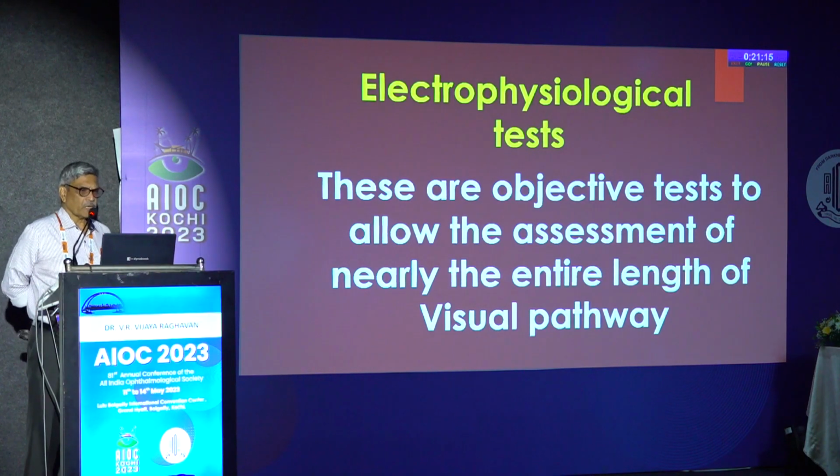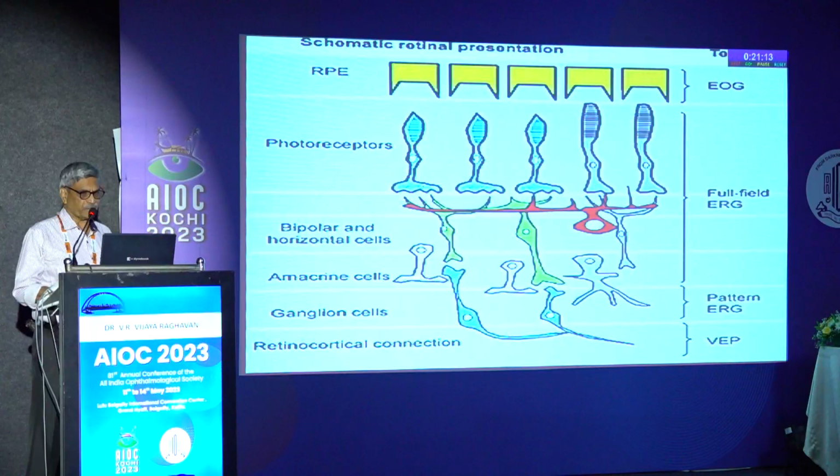That's enough. Next, see now, this is what I told you about retina function. Retina, can you see here? I told you here EOG. EOG represents the RPE functions. Then I told you about ERG. They're all telling about the function of rods and cones.